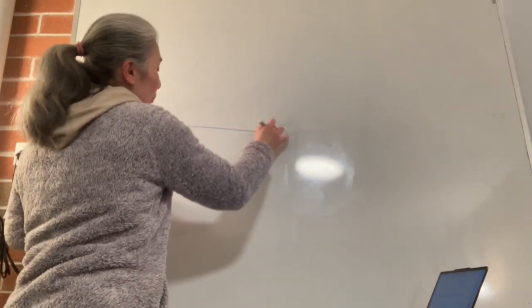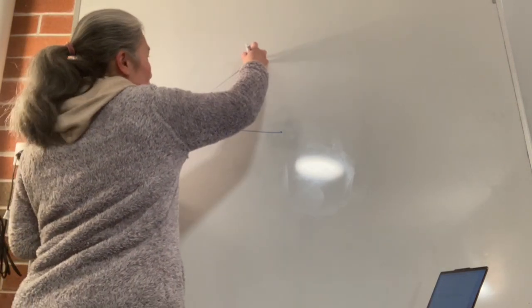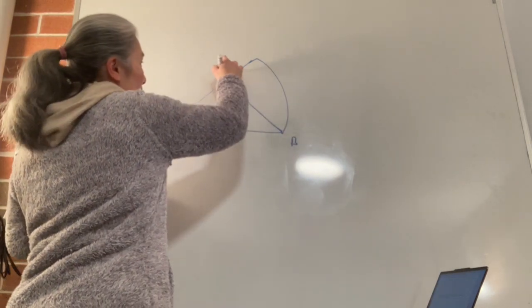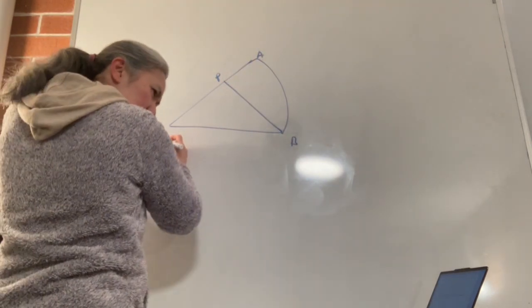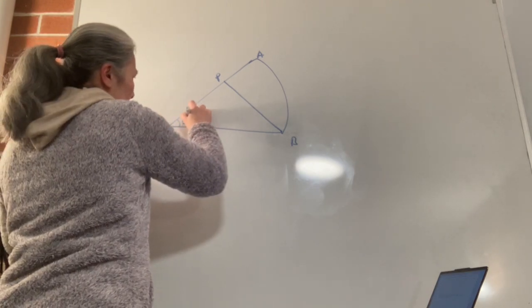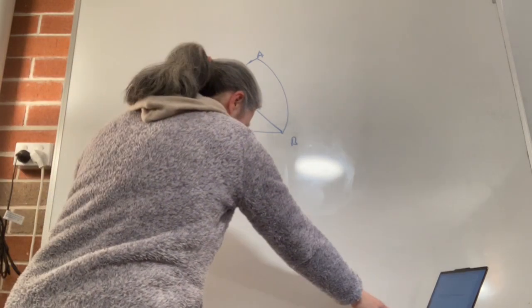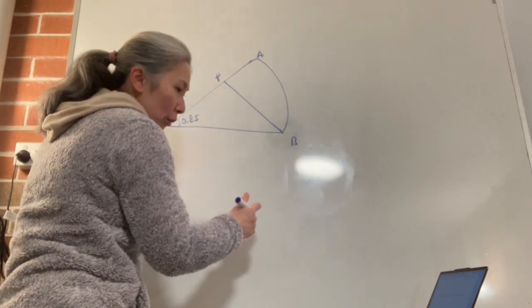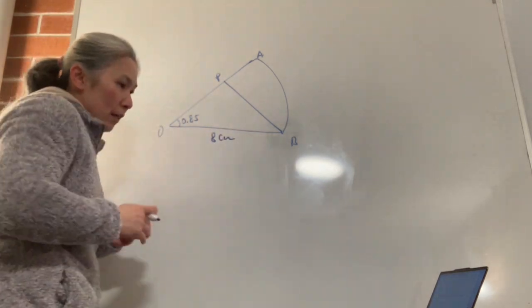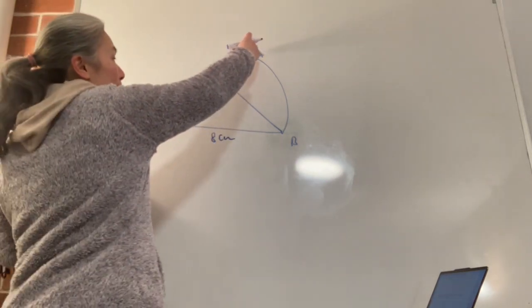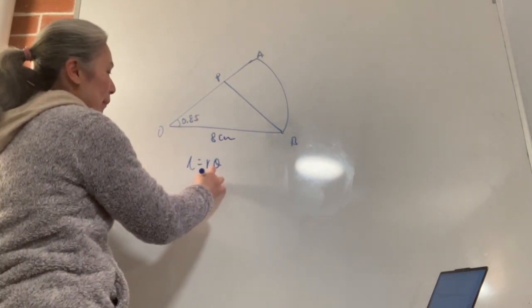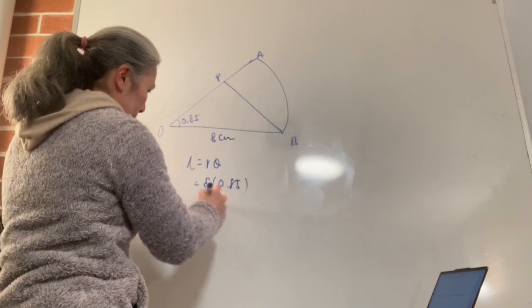So this is the one where you are going to look for the formula in the formula sheet. This is your B, this is your P, A, and O, 0.85 radians, 8 centimeter. So now you are looking for arc AB. This is L equal to r theta. That's quite straightforward. That means 8 times 0.85.